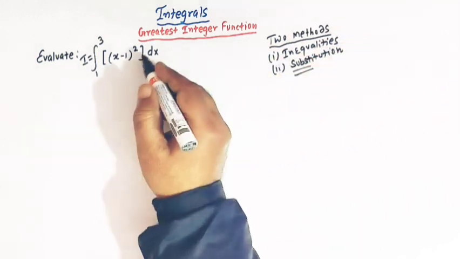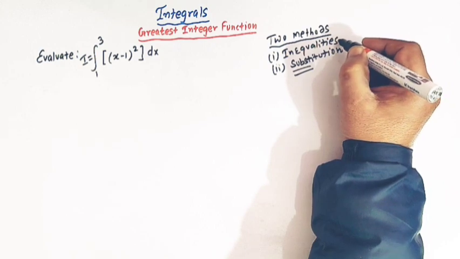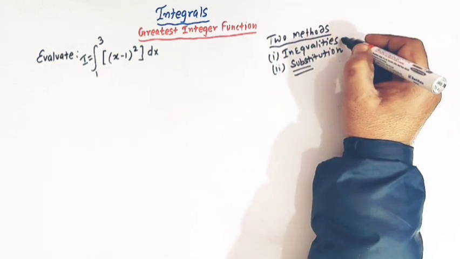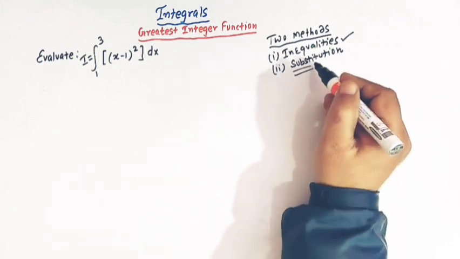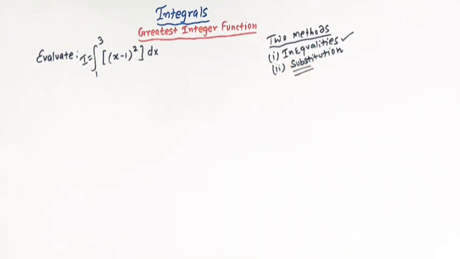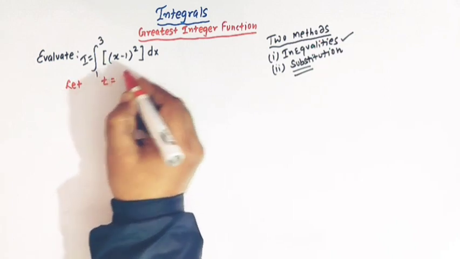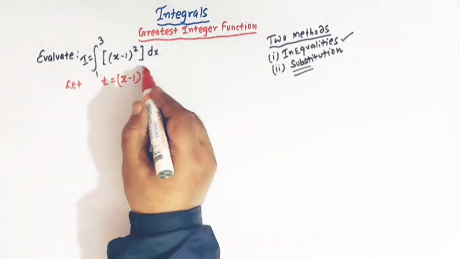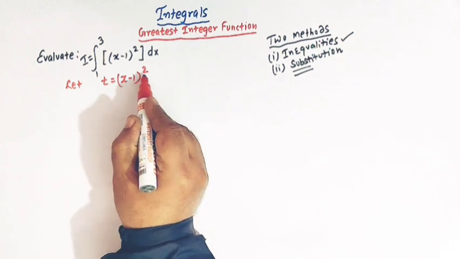We have already solved these kinds of integrals by both these methods, and we have already uploaded these kinds of integrals using the method of inequalities. So in this class we'll prefer the method of substitution. Let us substitute t equal to (x minus 1) whole square. This is the important substitution here.